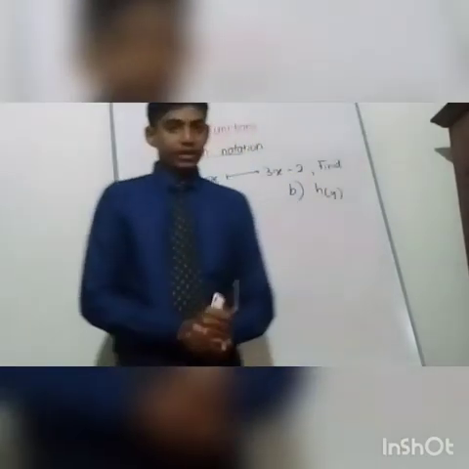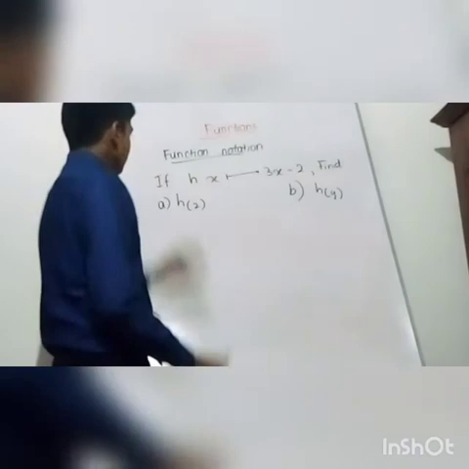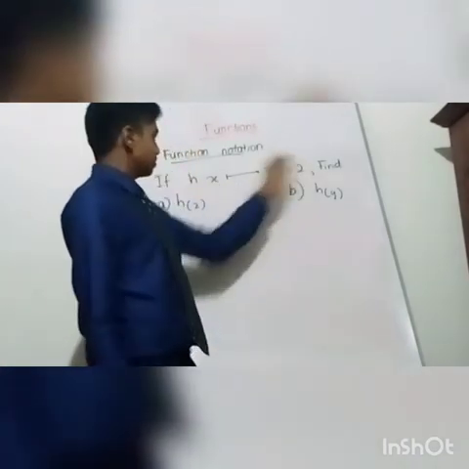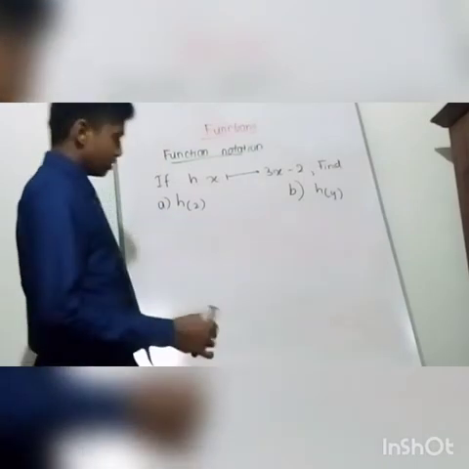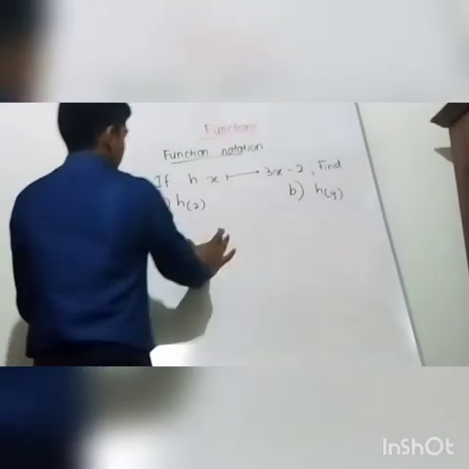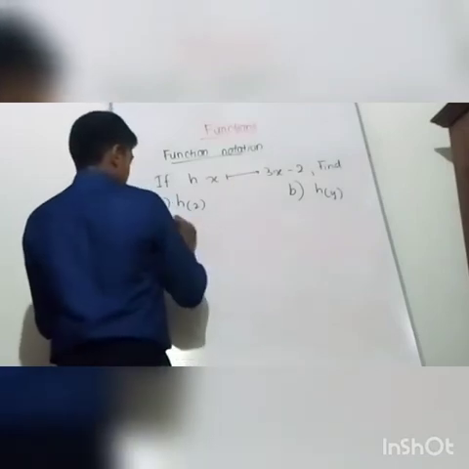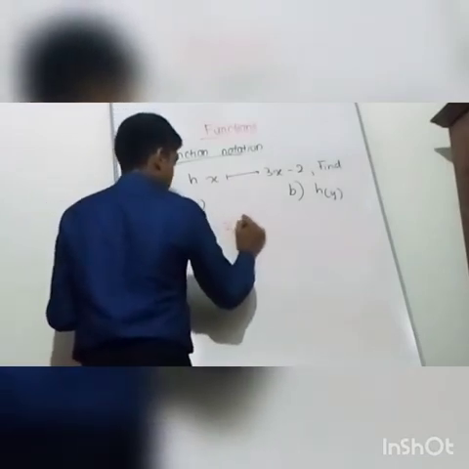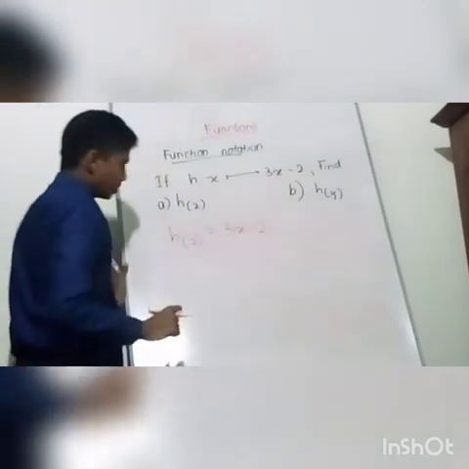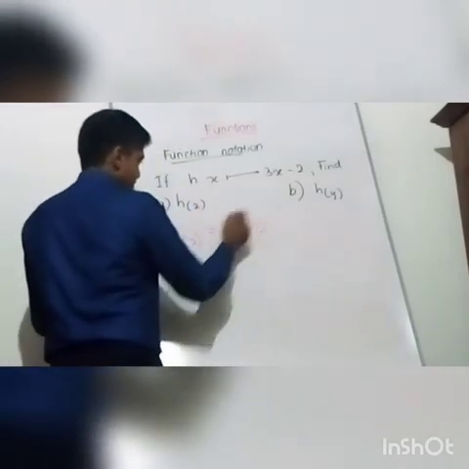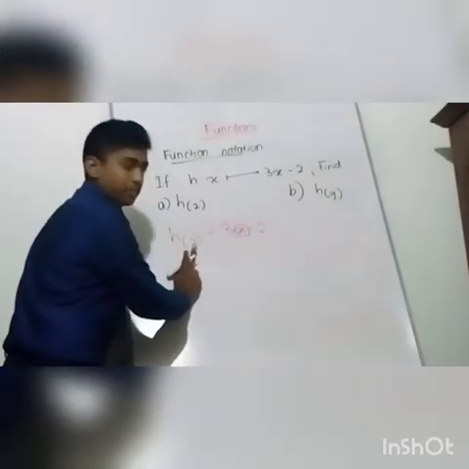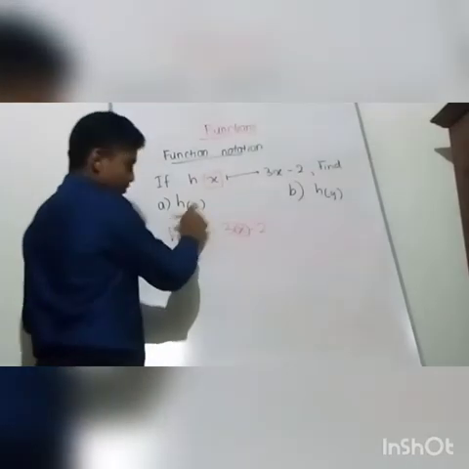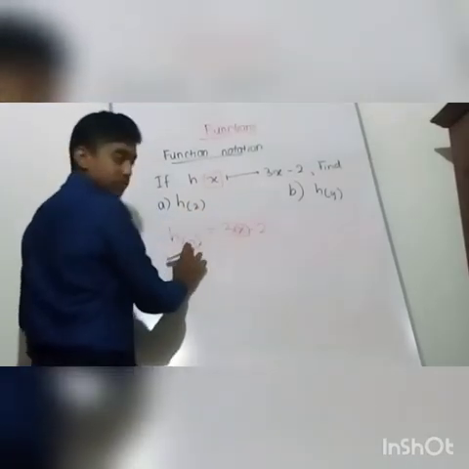I'm going to give you an example. I'm saying if h(x) is equal to 3x minus 2, they're saying to find h(2). So in this, if I must write h(2) equals 3x minus 2, instead of this x, I should substitute this number 2, because here they said h(x) and here it's h(2). So instead of this x, I must substitute this 2.